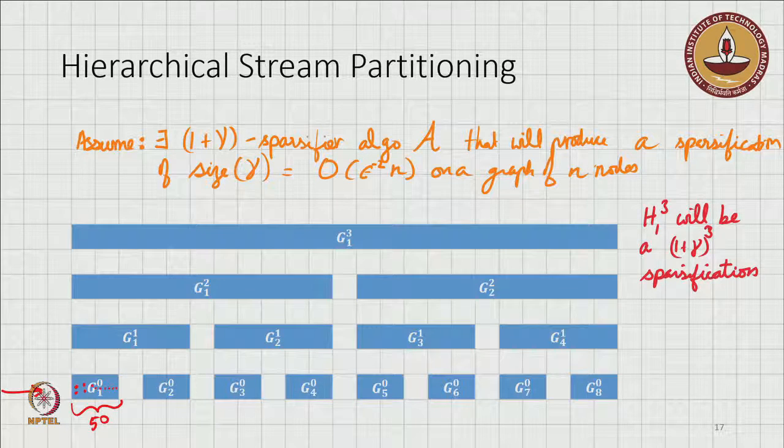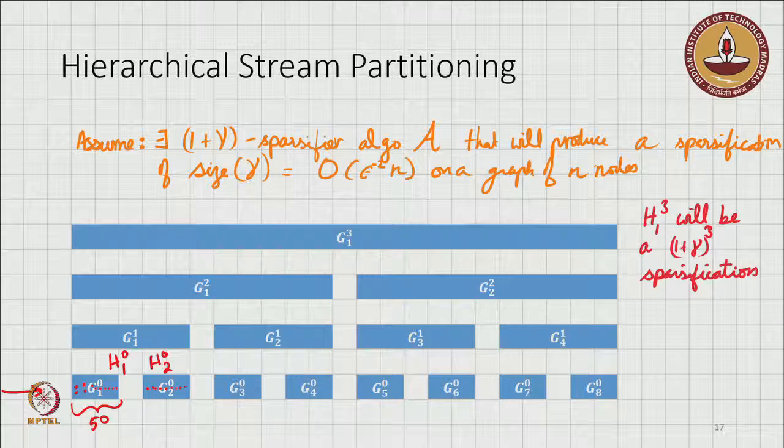Those 50 edges will be some part of the graph. You apply the algorithm and you will get a sparsification, and let's denote that as H10. Now you have H10. Then you start getting the edges in G2 superscript 0. When you've collected all the edges in G2 superscript 0, you again run the algorithm A, and you will get a sparsified version, which we denote as H20.